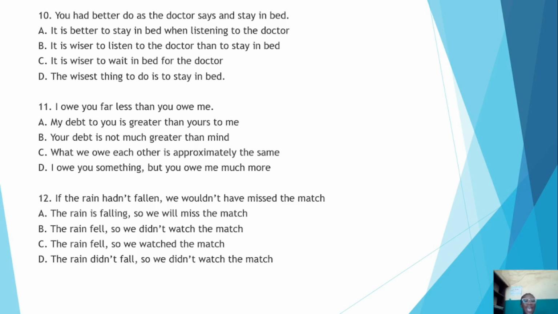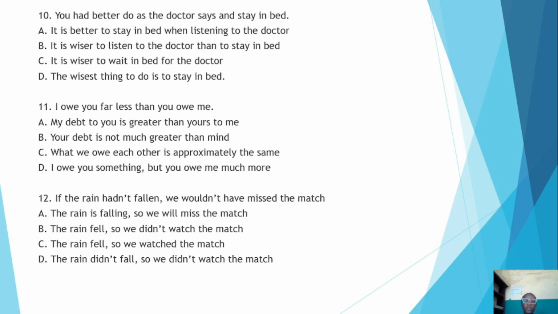Question 12. If the rain hadn't fallen, we wouldn't have missed the match. Now we are looking at two things in the past. What this sentence simply means is that rain fell and they missed the match. Let's look at our options.